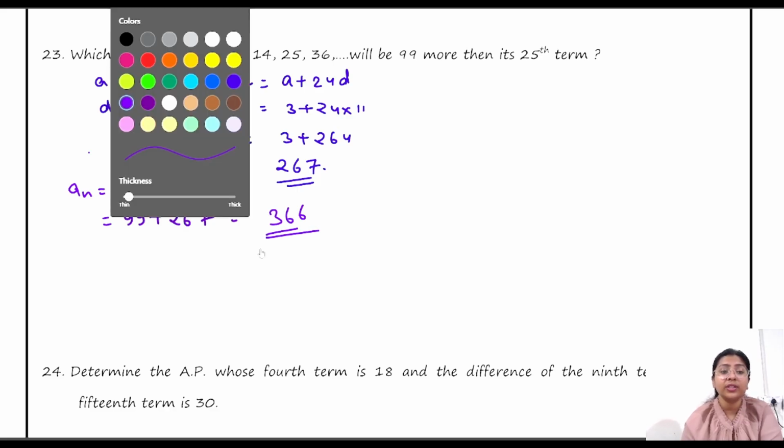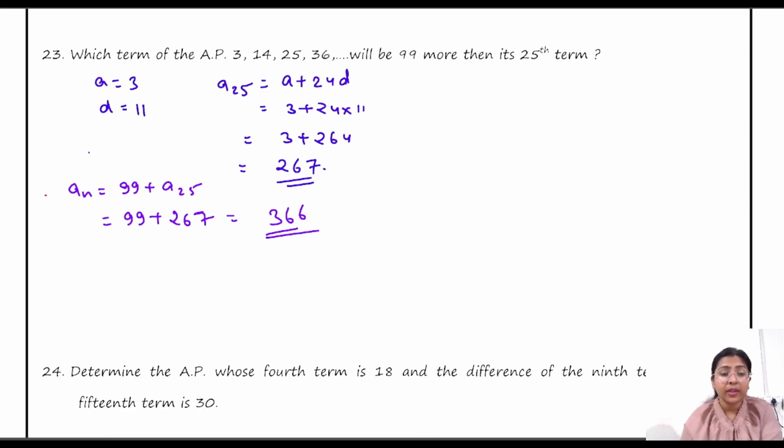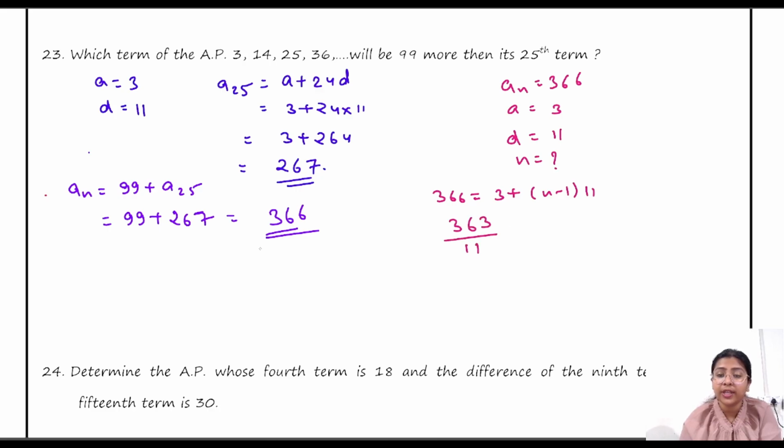Now we need to find out in which position 366 is acquired. What is the position of the number 366 in this AP? Yes or no? Okay, so the an we have 366, the value of a we have 3, the value of d we have 11, the value of n we need to find out. An equals a plus n minus 1 into d. Yes, simplifying this, you will get 363 divided by 11 is equal to n minus 1. 33 equals n minus 1. The value of n is 34.